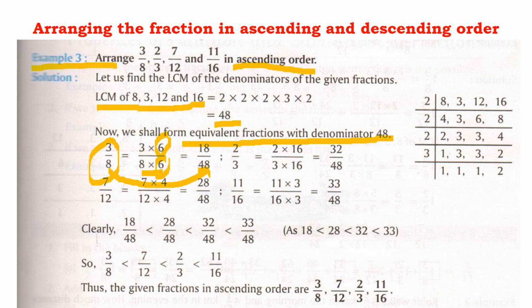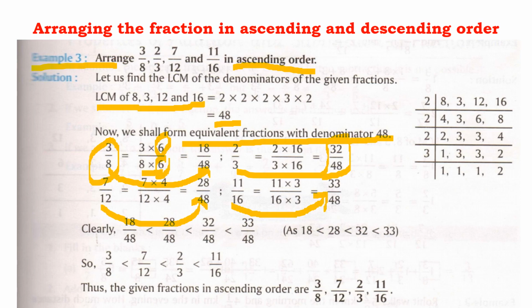In the same way 2 by 3 becomes 32 by 48, 7 by 12 becomes 28 by 48 and 11 by 16 becomes 33 by 48. Now we will see which one is the smallest fraction here. 18 by 48 is smaller than 28 by 48, which is smaller than 32 by 48 and 33 by 48.